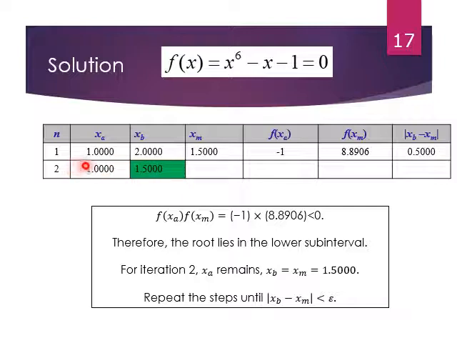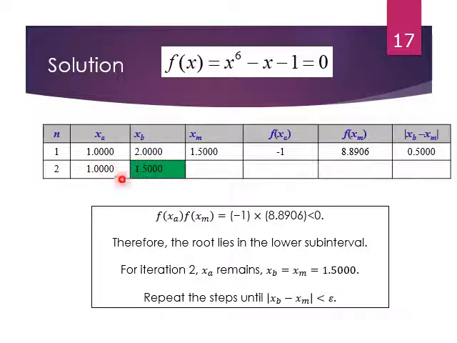Okay, now for iteration 2, xa remains xa, while xb now is xm, because from the first iteration we know that the root lies in the lower subinterval, which is xa and xm. But before that, let's calculate the error. The error is the absolute value of xb minus xm. Bear in mind the error is always positive because of the absolute. So 2 minus 1.5 is 0.5. The error is larger than the error tolerance, so we have to proceed to the next iteration.